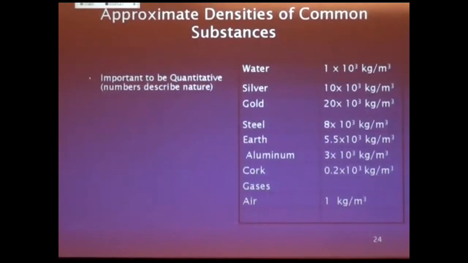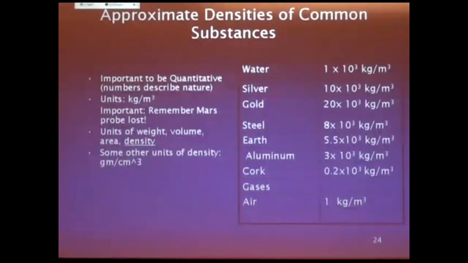But now look at the density of gold compared to the density of water. The density of gold is 20,000 kilograms per cubic meter, and so on. When you're working out problems relating to density, you need to be careful about the units. If you use units like grams per cubic centimeter, you have to know how to convert from one set of units to another. And there are famous stories about people who used the wrong units.